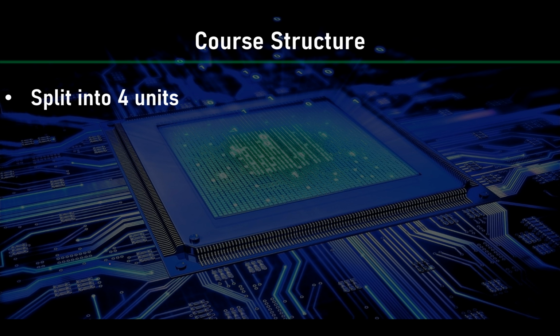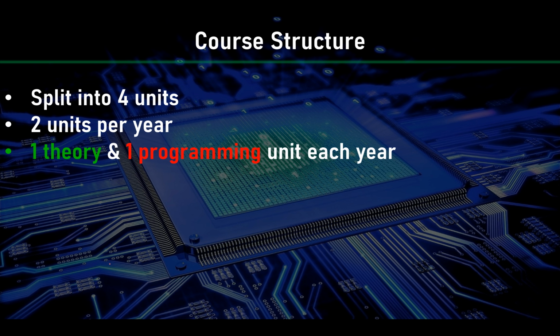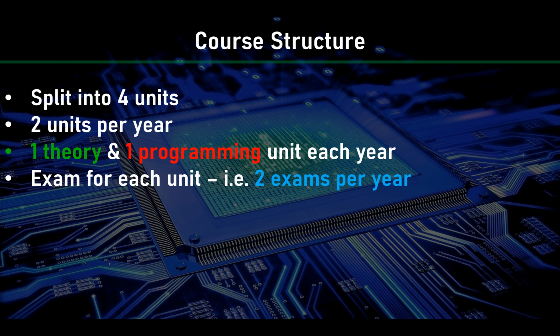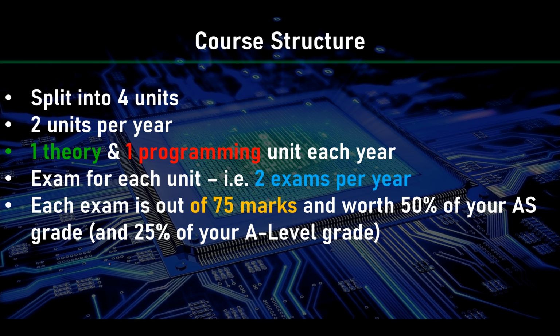So the whole thing, AS and A2, is going to be split into 4 units. That's going to be over 2 years. So in effect, 2 units per year, 2 in AS and 2 in A2. Each year there's going to be 1 theory exam and 1 programming exam, so 1 exam for each unit. 2 exams per year, hence 4 units overall, therefore 4 exams over the 2 years.